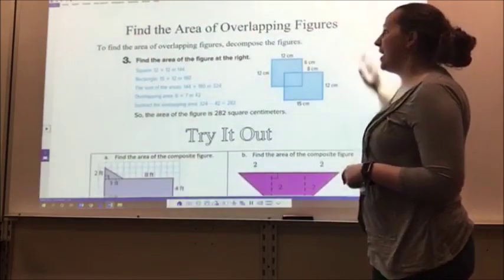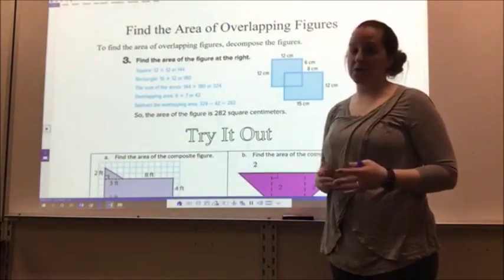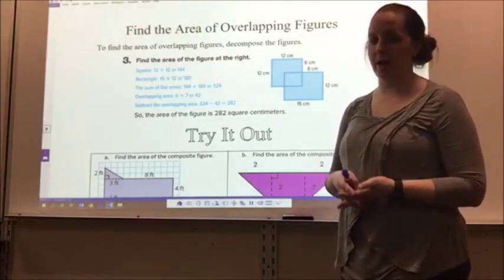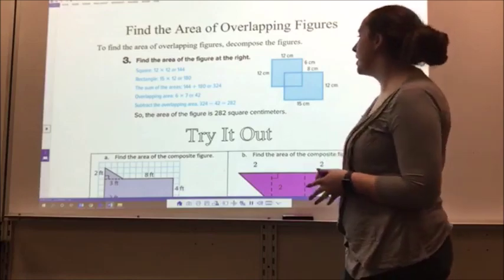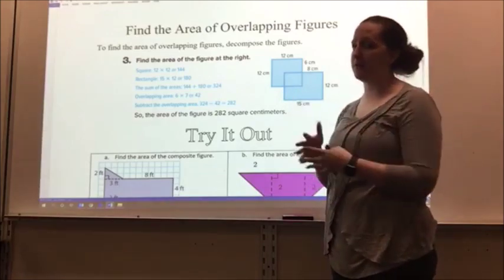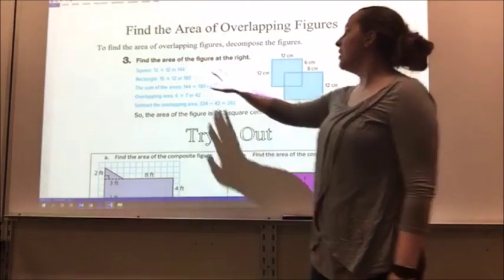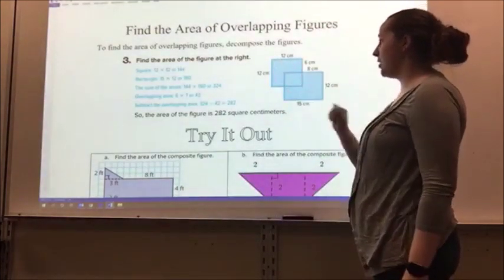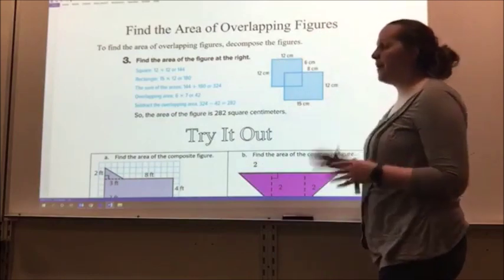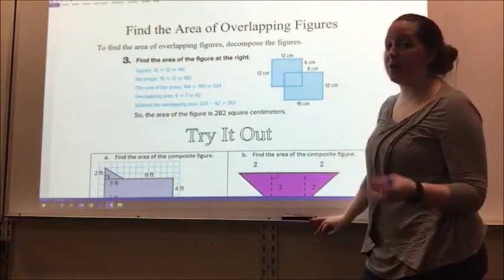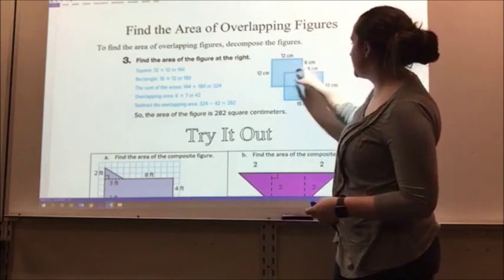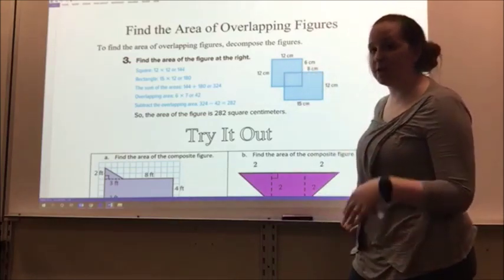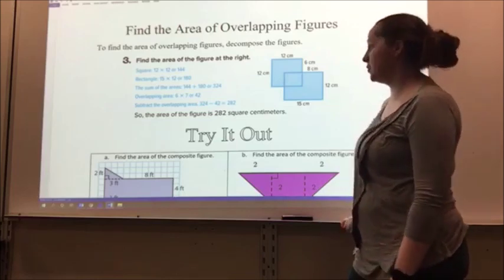You can also find the area of overlapping figures. This is probably the hardest thing that you have to do when you're finding areas of composite figures, because you have to remember what you found and then subtract stuff. So I find the area of the figure at the right. I can see that I have 2 squares. There are a couple different ways to do this. I can either figure out the area of just this little rectangle, or I can find the area of the 2 figures and subtract. So that's what overlaps.